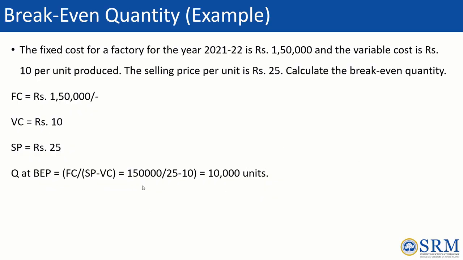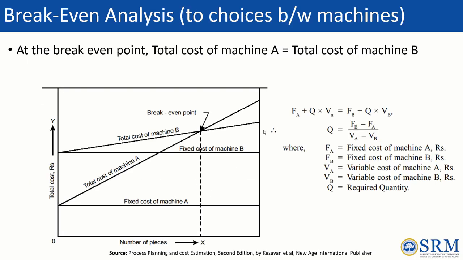At break-even point, total cost is equal to total revenue, so always the selling price should be more than this. Therefore the company must sell at least 10,000 units before earning a profit. At break-even point, the total cost is equal to the revenue, so there will be no loss, no gain. Above the break-even point only the company will get profit. So if they sell more than 10,000 units, then the company will be profitable. This is an example for break-even quantity. This is the formula for break-even analysis.